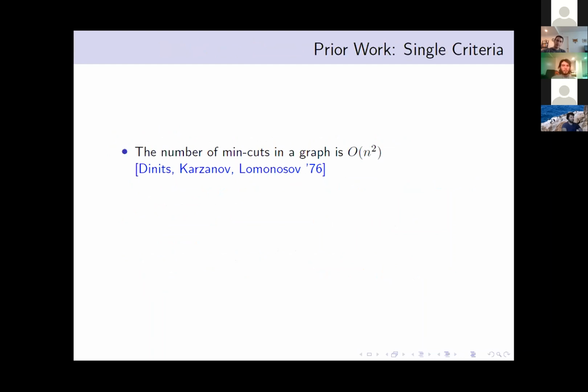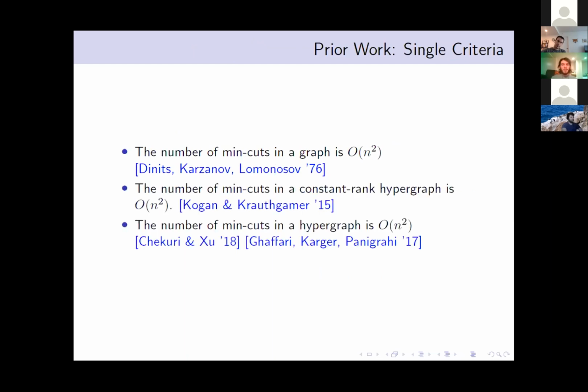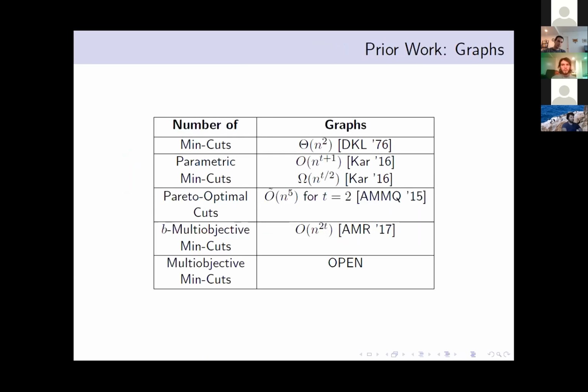So let's talk about prior work. In the min-cut problem, it's been shown that the number of min-cuts in a graph, or even a hypergraph, is O of n squared. And this is tight because the cycle has omega n squared min-cuts. In the multi-criteria case, Karger showed an upper bound of n to the t plus 1 and a lower bound of n to the t over 2 on the number of parametric min-cuts.